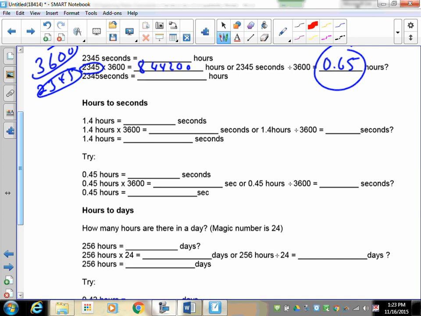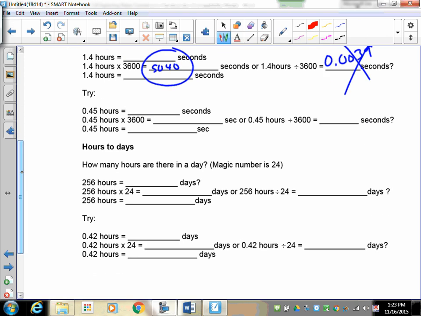So let's multiply first. That gives you 5,040 seconds. Let's divide. 0.0039 seconds. Now think about it. 1 hour. Is that the same as 0.0039 seconds? This is 3 thousandths of a second, or 39 ten-thousandths of a second. It cannot be. Okay? Try the next one.